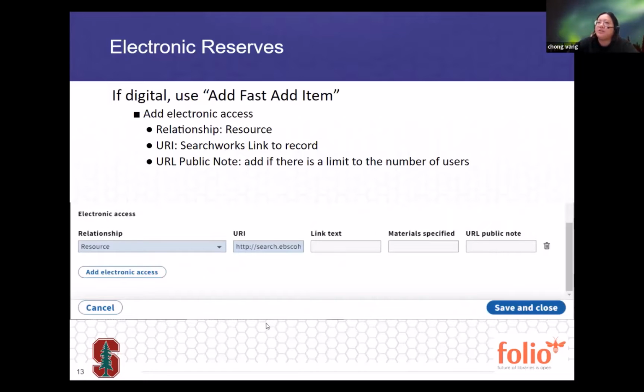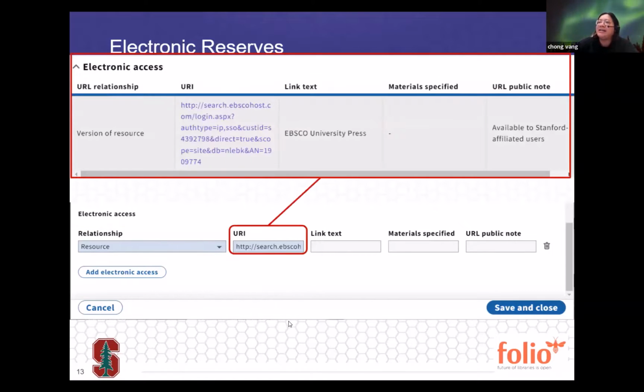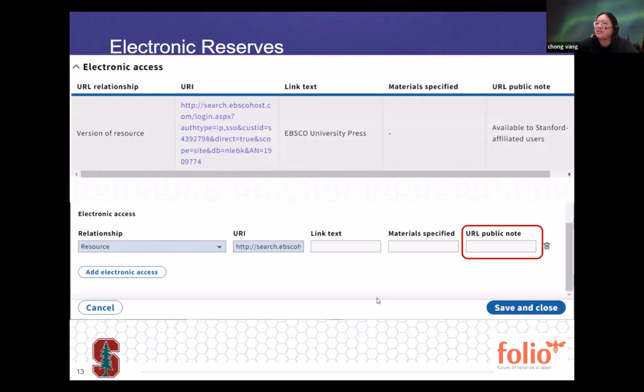And what you want to do is click on the fast add, and then you're going to go ahead and create or add an electronic access to the resource and save and close. So for the relationship type, we're going to select resource. And then we're going to insert the URI link, which can be found in the instance underneath electronic access. And then after that, you're going to save and close.